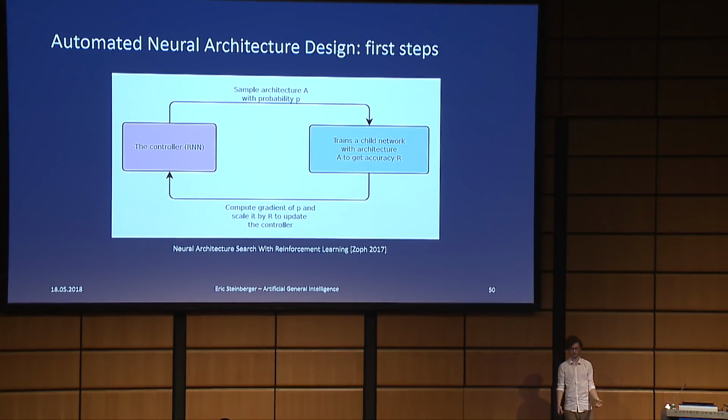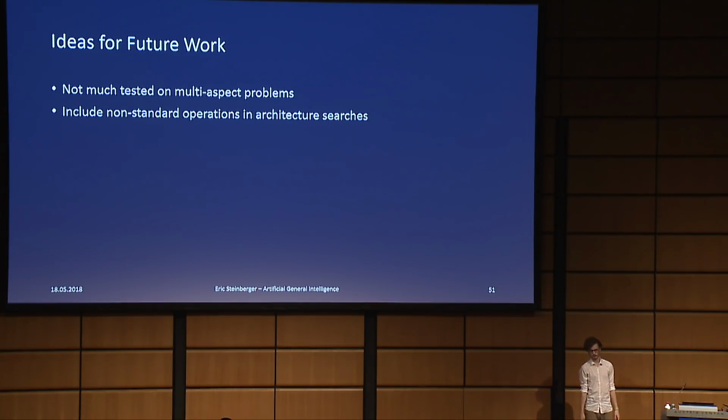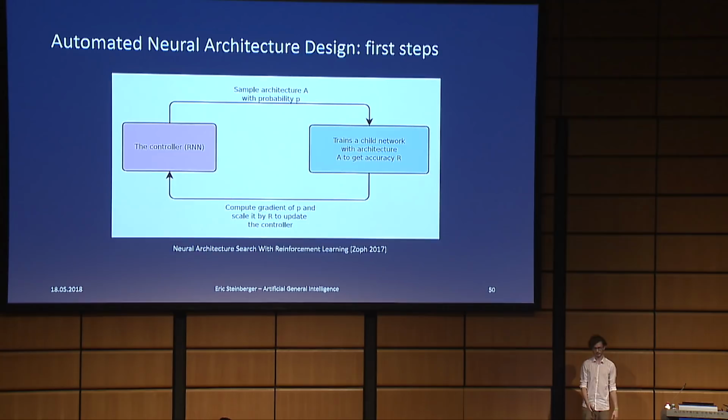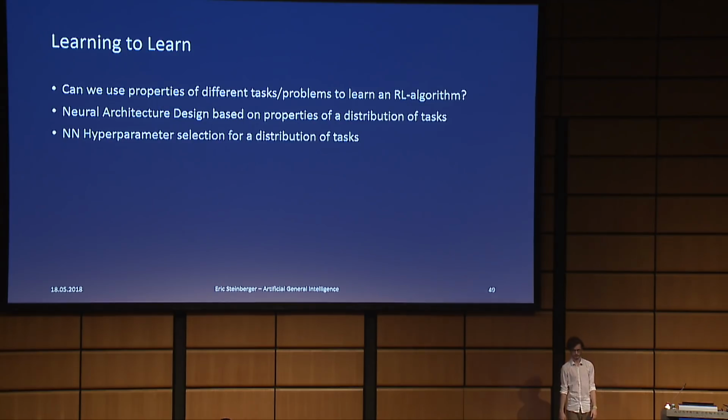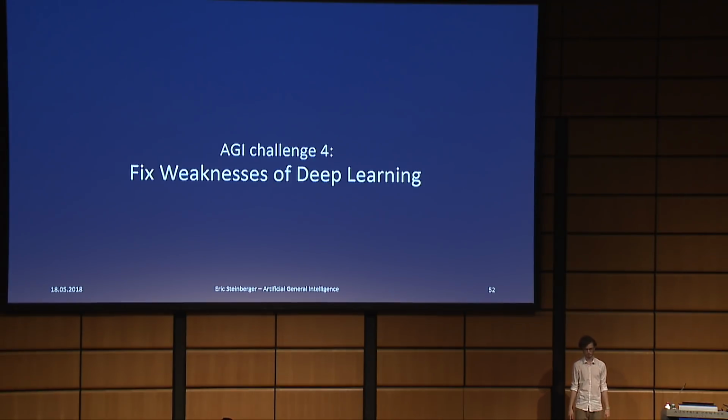For example, automated neural architecture design. Like that's the main point. We are not at zero. Which works. It designs, for example, for image recognition, it designs you a convolutional neural network architecture pretty well, but there are some problems. For example, first of all, it's not much tested on multi-aspect problems. It's just tested on very, very specific use cases. And it doesn't include non-standard operations, like this flowchart, there is a lot of non-standard things in there, and the algorithm wouldn't have figured that out probably.